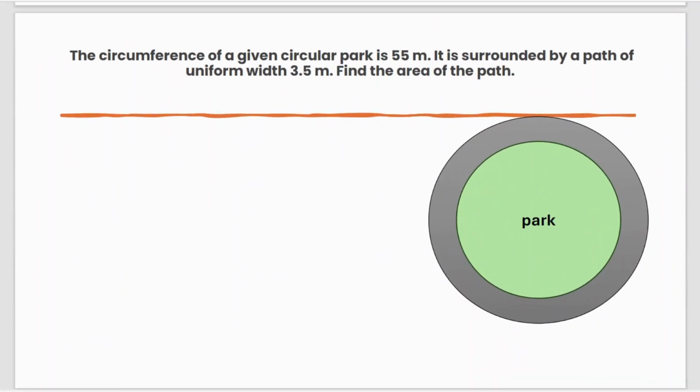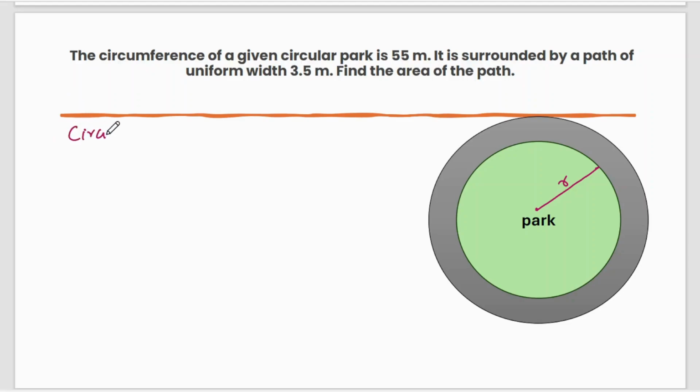The circumference of a given circular park is 55 meter. It is surrounded by a path of uniform width 3.5 meter. Find the area of the path. Again, this question is similar to last question only. So first we have to know what is the value of R. They have given me the circumference of the park.